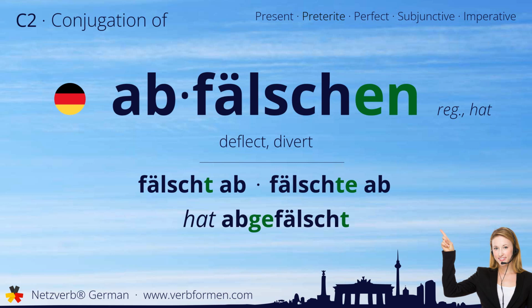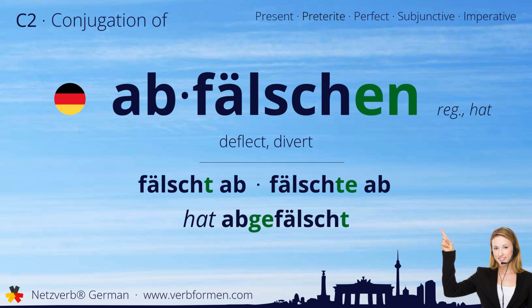Today we're going to learn how to conjugate the German verb abfälschen. Watch and listen to the forms carefully. Let's start with the stem forms. Fälscht ab. Fälschte ab. Hat abgefälscht.